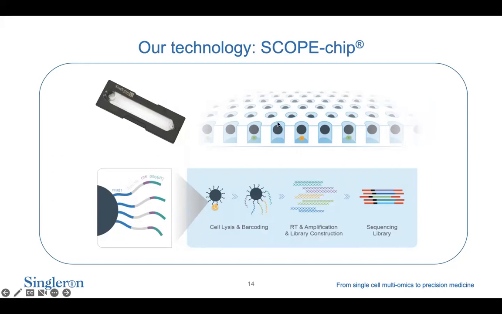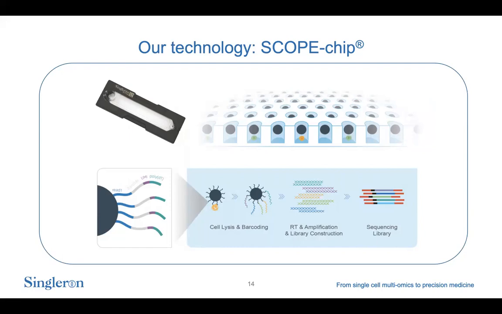Once you have the single cell and the barcoding bead meeting, you introduce the lysis buffer. The cell membrane is ruptured, and you capture the mRNA from the cell onto the barcoding bead. Once this step happens, you can collect the barcoding beads from the microchip and create the sequencing-ready NGS library in the following steps.